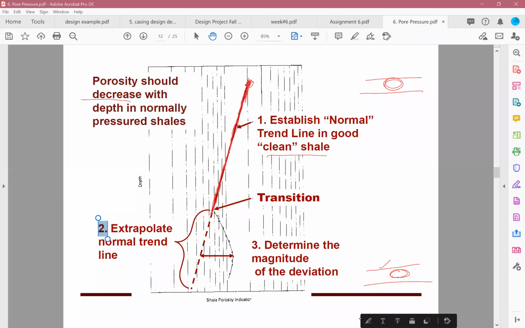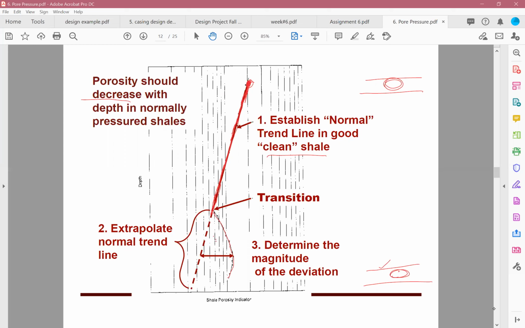And then at some specific depths, they will see that their porosity suddenly increases. And this is an indication that your formation pore pressure is higher than what it should be, because you have an extra force that causes your porosity to increase, right? And that is the pore pressure, right?